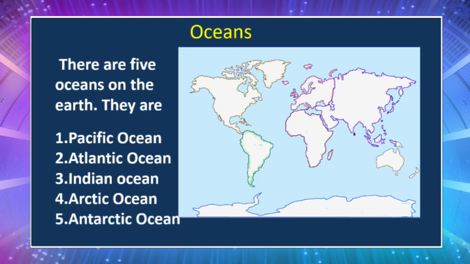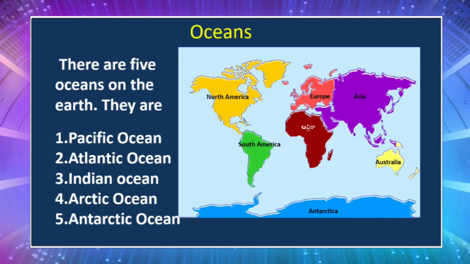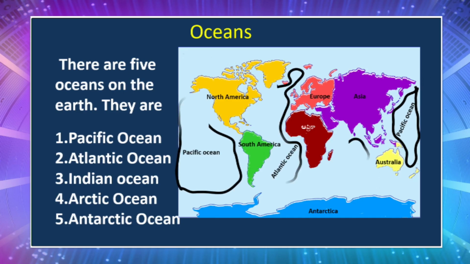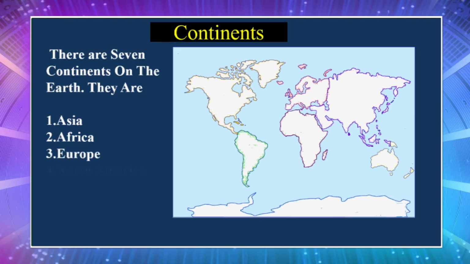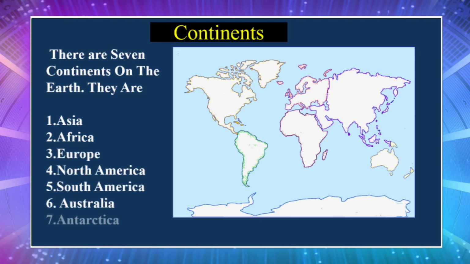There are 5 oceans on the earth. They are Pacific Ocean, Atlantic Ocean, Indian Ocean, Arctic Ocean and Antarctic Ocean. Children, try to identify the oceans which are marked in black: Pacific Ocean, Atlantic Ocean, Indian Ocean, Antarctic Ocean, Arctic Ocean. There are 7 continents on the earth. They are Asia, Africa, Europe, North America, South America, Australia and Antarctica.